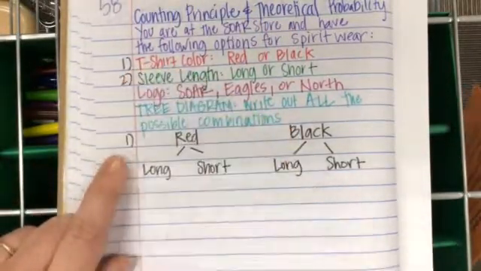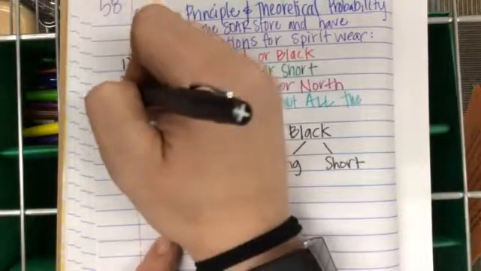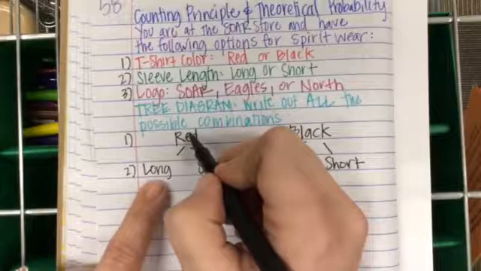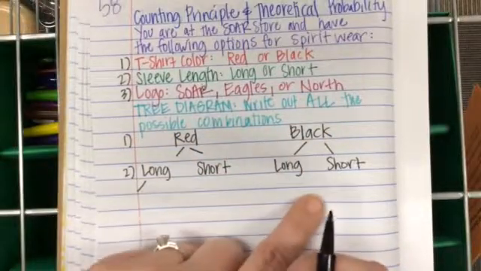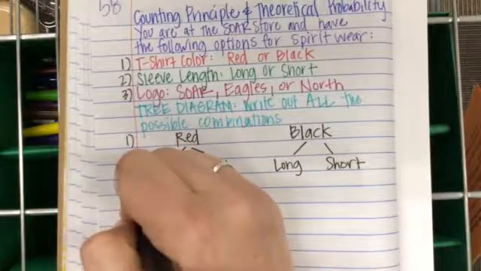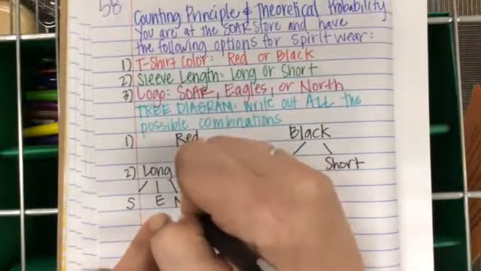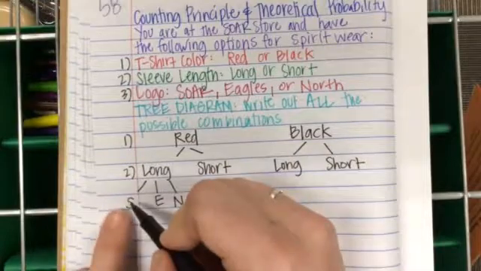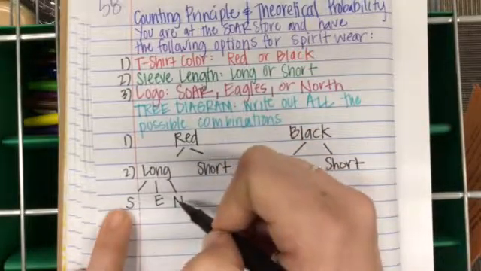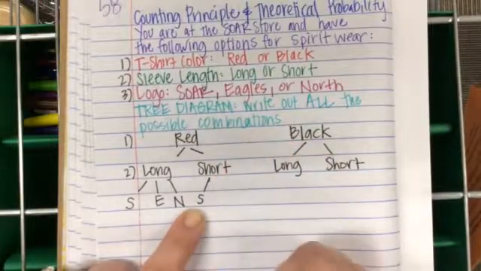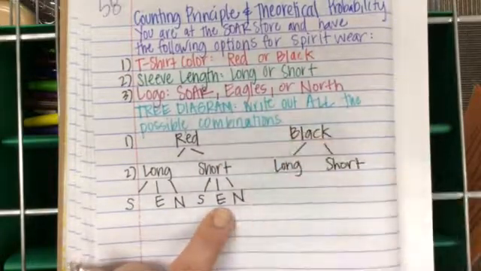So step number 1, idea number 1, shirt color. Idea number 2, sleeve length. Now I'm going to go on to idea number 3, which is my logo. So if I choose a red long sleeve shirt, I'm going to abbreviate these because I'm going to run out of room on this third level because it gets pretty big. I'm going to put S for SOAR, an E for Eagles, and an N for North. So red long-sleeved SOAR shirt, or a red long-sleeved Eagle shirt, or a red long-sleeved North shirt. Then I can go to my red short-sleeved SOAR shirt, or my red short-sleeved Eagles, or red short-sleeved North.